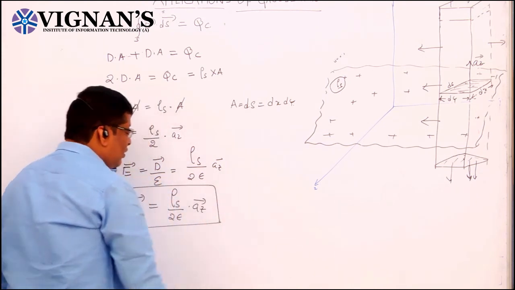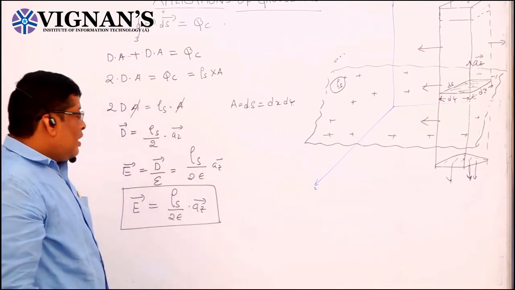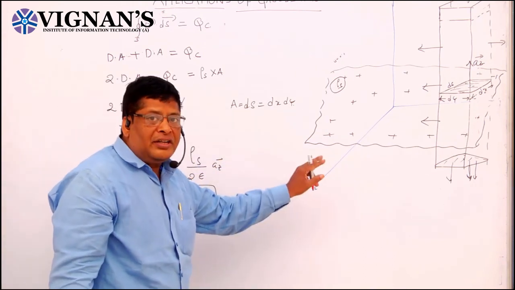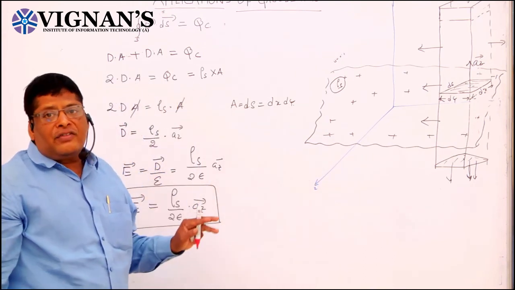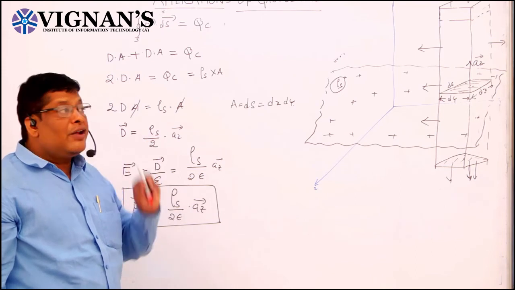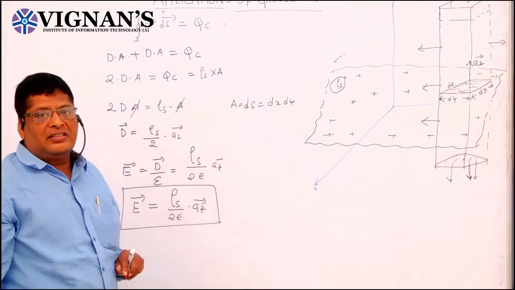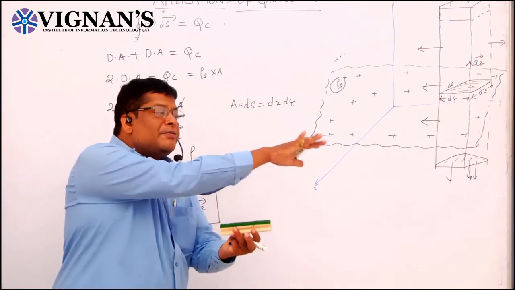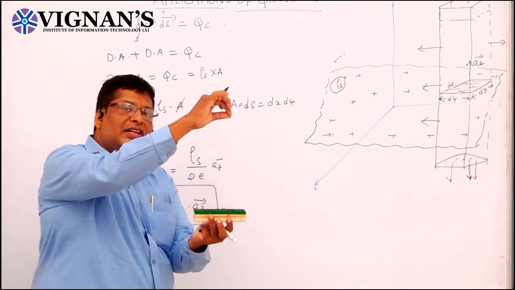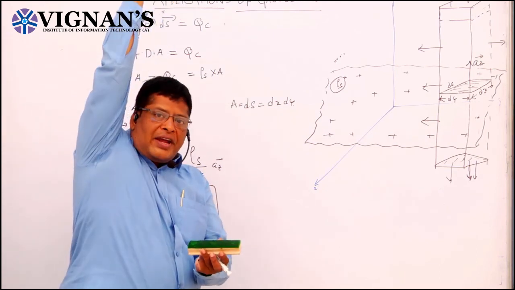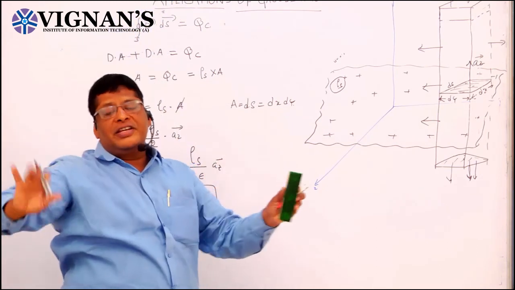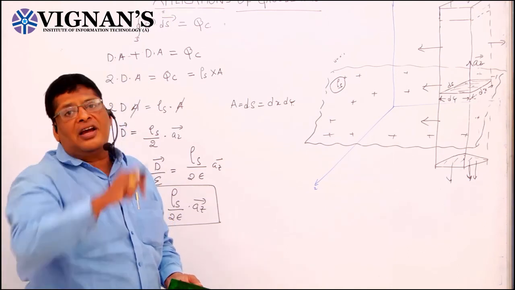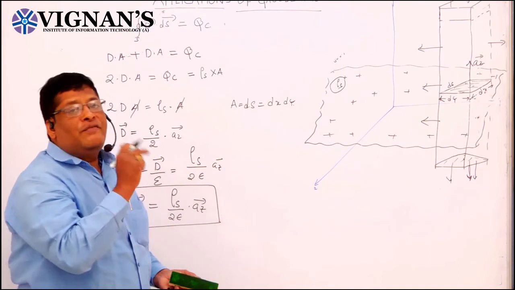This is a very, very important relation. The electric field intensity due to the infinite sheet is independent of the point where we are going to find the electric field intensity. Suppose the sheet is placed here; if you find the electric field intensity here or somewhere else, it is the same. It does not depend upon the point where we are measuring the electric field intensity from the infinite sheet.